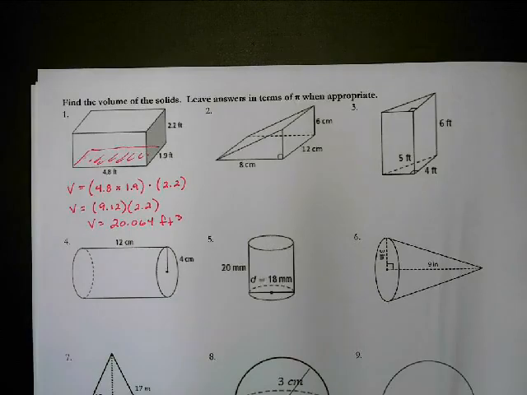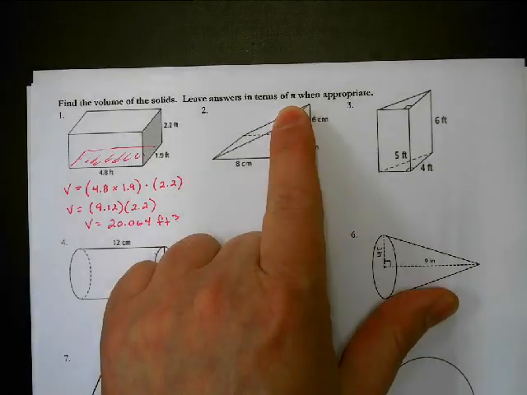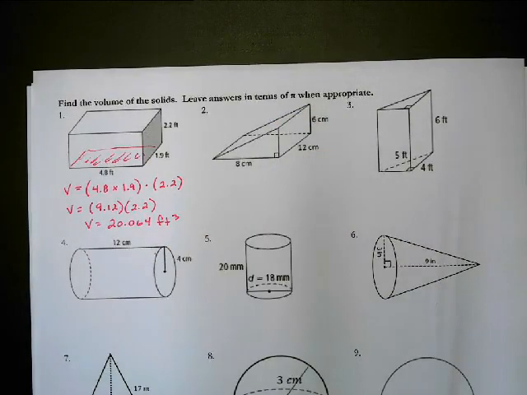So let's say if I've got an area that is 9 pi, which means 9 times pi. So when it says leave your answers in terms of pi, that just means leave your answer as 9 times pi, or 9 pi.